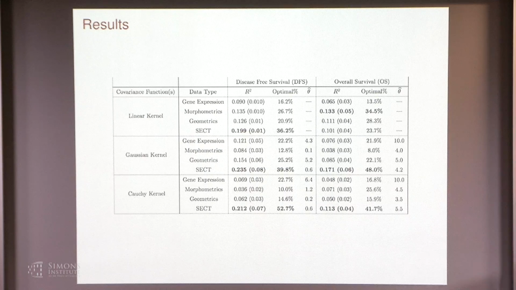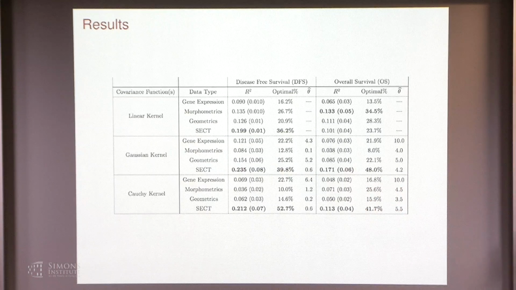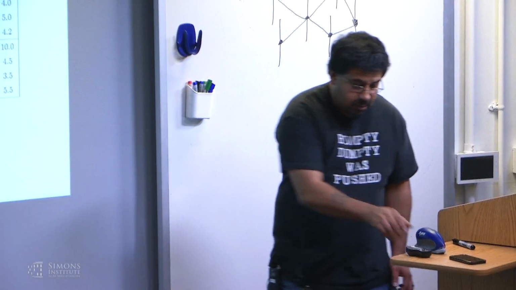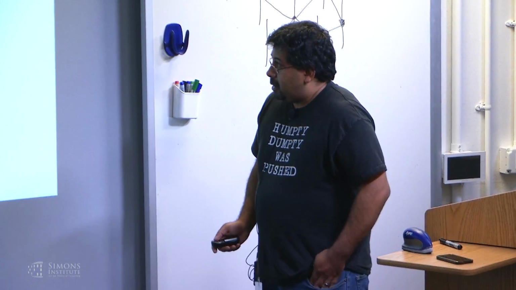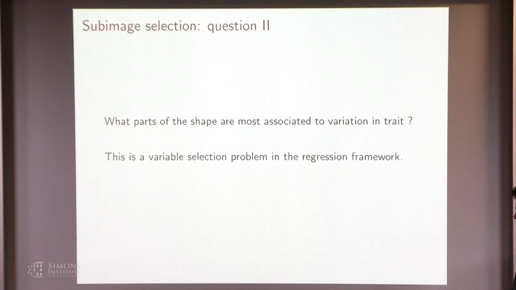So what you're really trying to understand here, and you need experiments to do this, is how does this geometry relate to the molecular biology of proliferation and the physiology of proliferation? That's kind of the underlying question, okay? Now, this is something we're working on right now. You can ask what parts of the shape are most associated to variation in the trait. So basically, can you do variable selection?